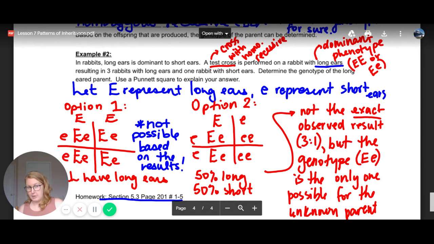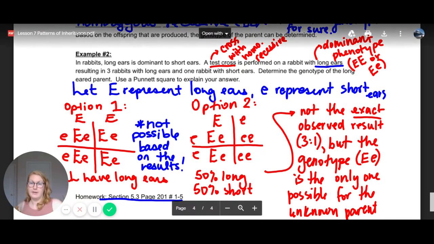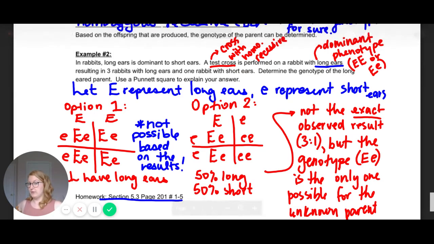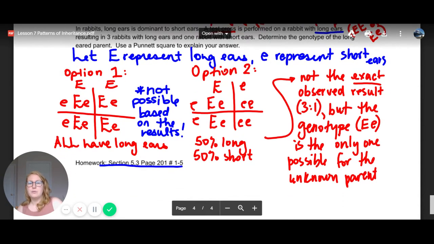The rabbit with the long ears, I am unsure of. I don't know if it's a capital E, homozygous dominant, or heterozygous, large case E and small case e. So essentially what I'm doing below is showing what the two options are. I've mentioned right here that it results in 3 rabbits with long ears and 1 rabbit with short ears. So that is the offspring of that cross. So it says determine the genotype of the long-eared parent. So like I wrote up here, is it EE capitals or is it heterozygous, E with a small e? So here's my 2 options.